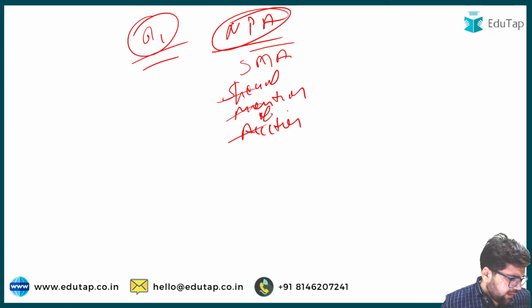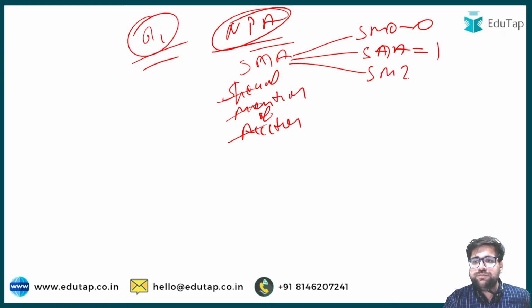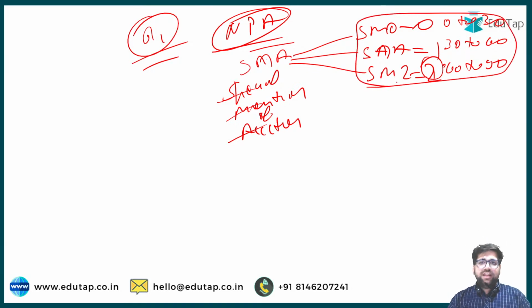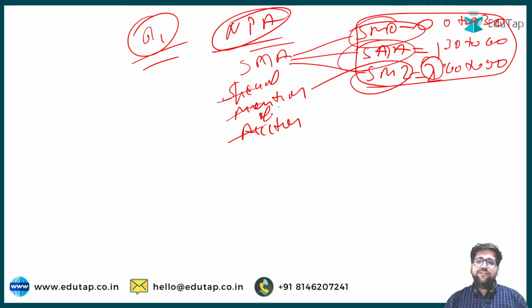Under SMA, there are three categories. First is SMA 0, SMA 1, SMA 2. There is a different time period for each: the first will be 0 to 30 days, then 30 to 60 days, then 60 to 90 days. The concept behind this is, if the amount is due today but you are not getting it tomorrow, then you have to make a special mention of that particular account.